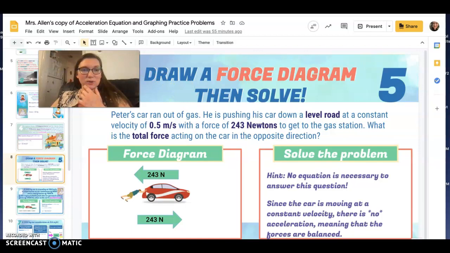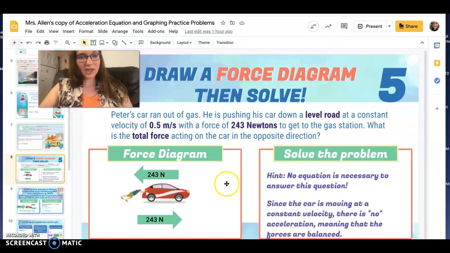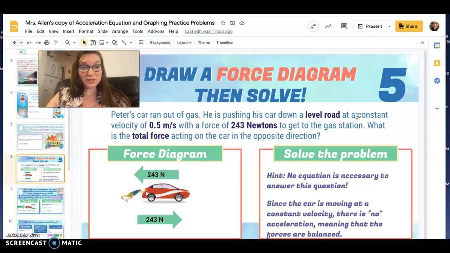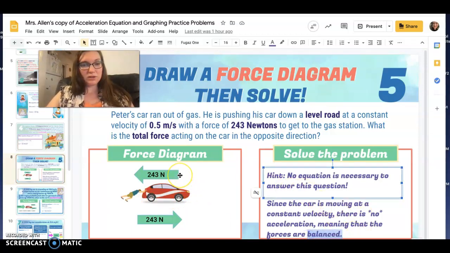Now this is a trick question, and I'll tell you why. The trick to this question is that he's traveling at a constant velocity. And when there is a constant velocity, that means that the forces are balanced. So the amount of forward motion is the same as the amount of resistance motion, which is allowing it to move forward but not to accelerate, right? Or decelerate. It's just moving at a constant velocity. So the forces are balanced: 243 newtons of resistance force balancing out his 243 newtons of forward pushing.